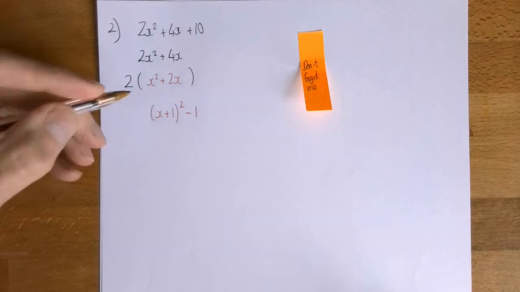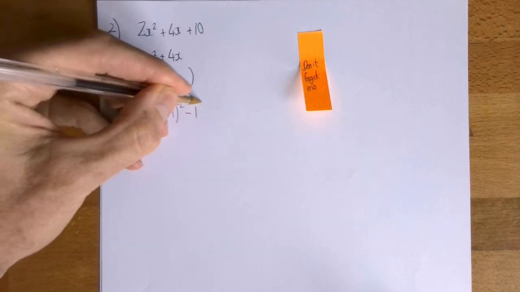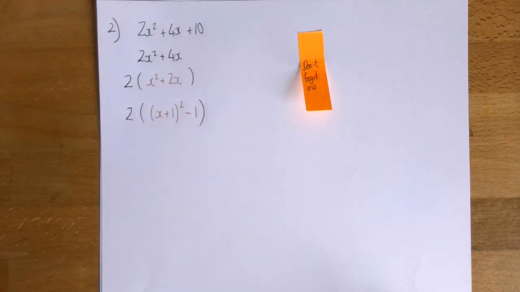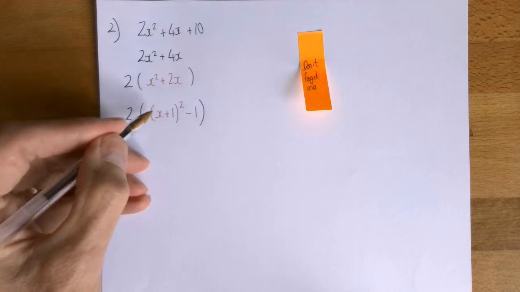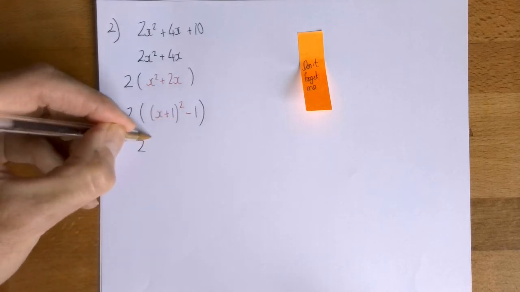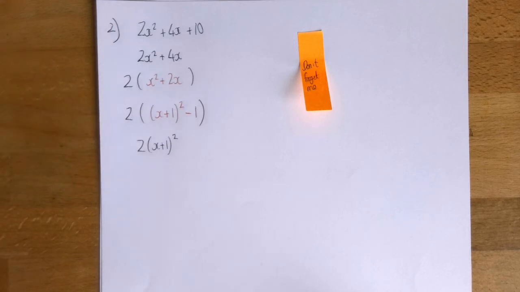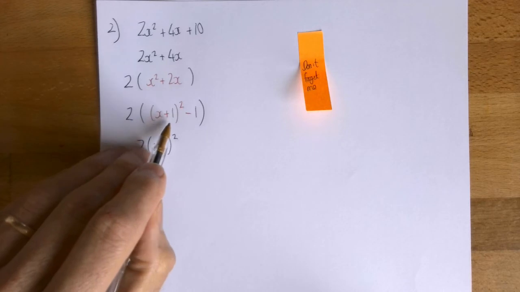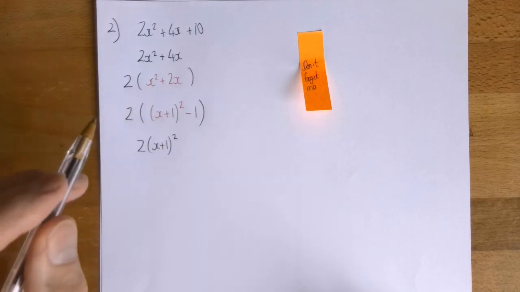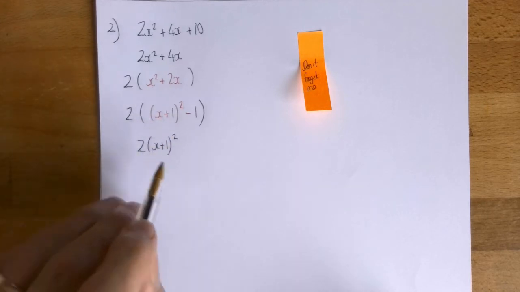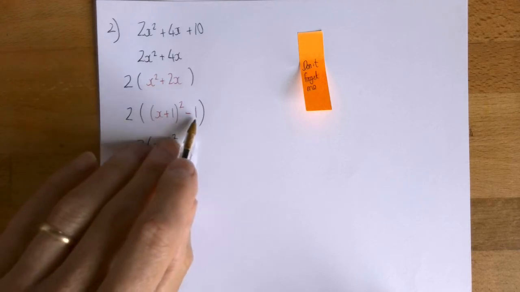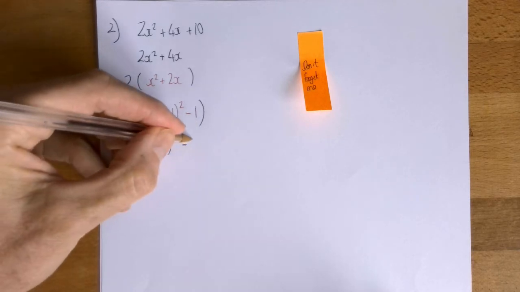So what I've got is 2 lots of that. I'm now going to expand the bracket, and here's where the mistake most commonly occurs. 2 lots of this we write like this. We don't write it as 2x plus 2 squared. It isn't, because it's 2 lots of this when it's expanded, and we could expand it, but I'm choosing not to. We're going to just leave it like that. 2 lots of minus 1, we do multiply that out.